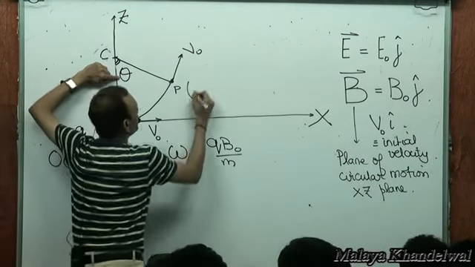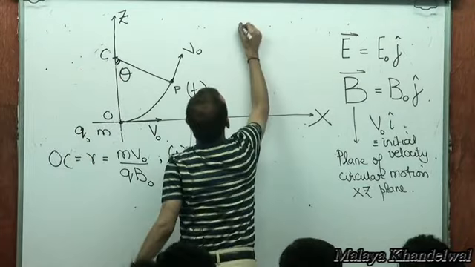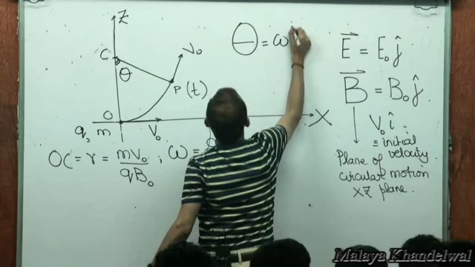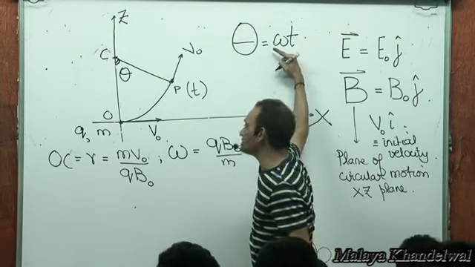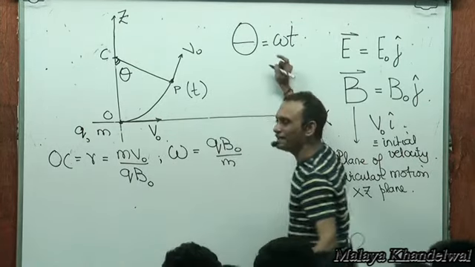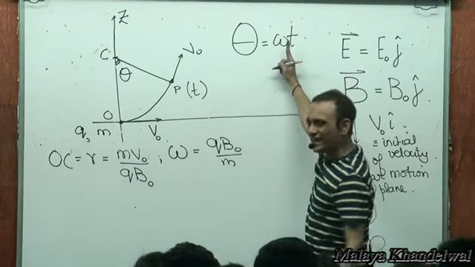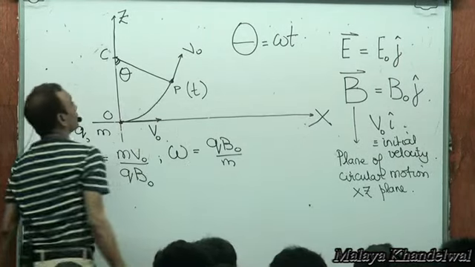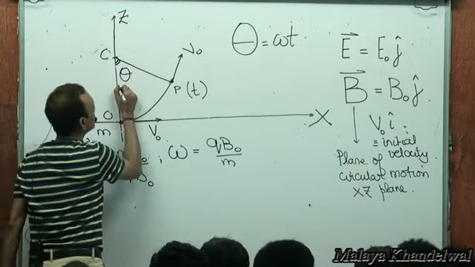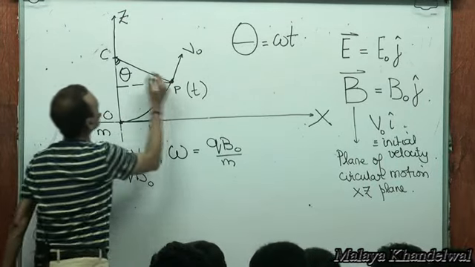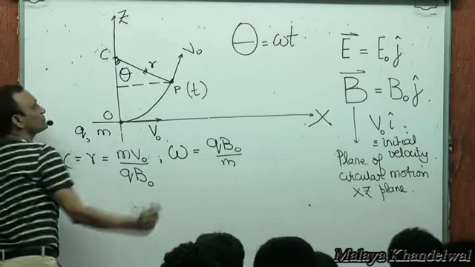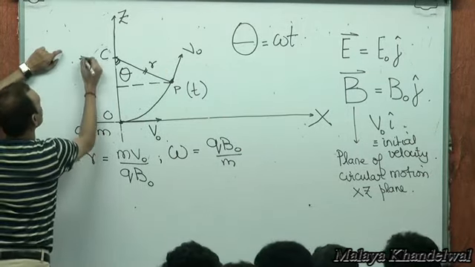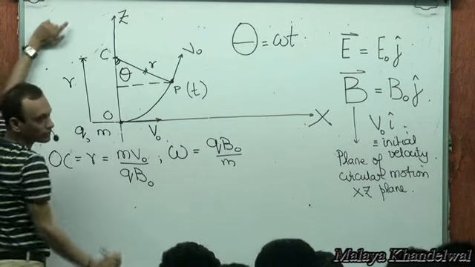So this is at an instant of time t. At an instant of time t, the angle described at the center, theta, would be omega t. So theta is known to us, omega is known, omega is qB0 by m, so I know theta, t seconds later, right? Now, this is small r, the radius of the circle. This is also small r, the radius of the circle, right?